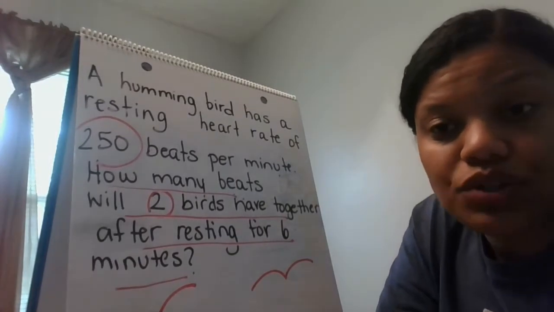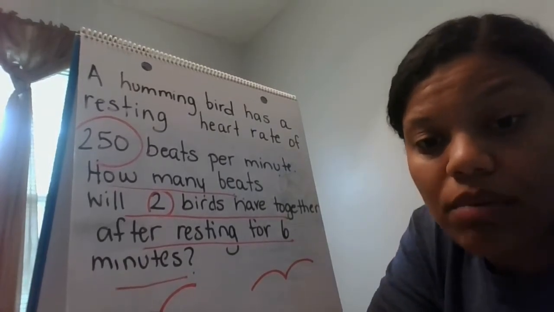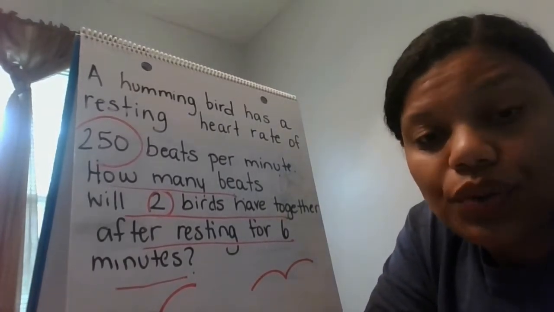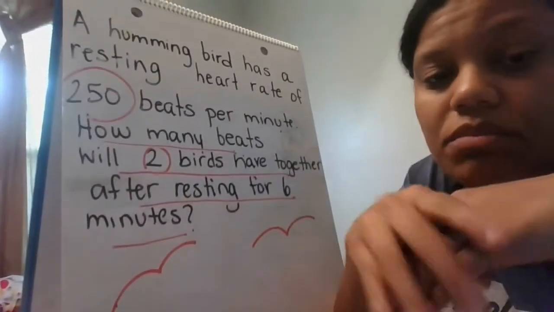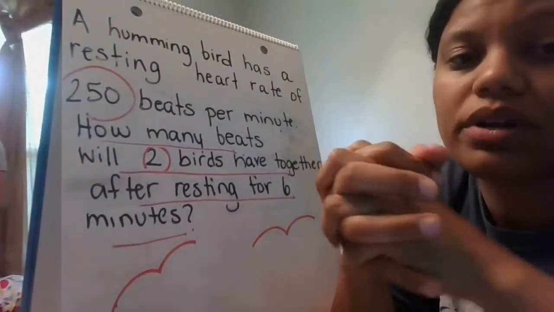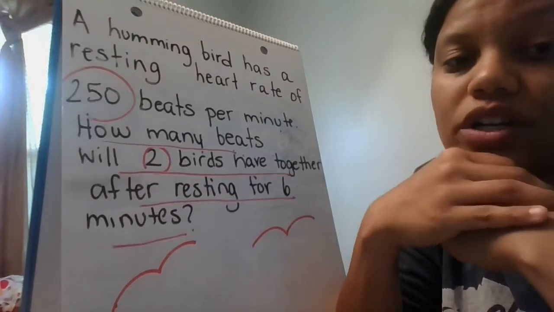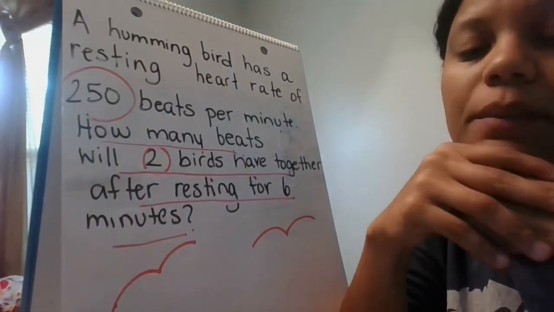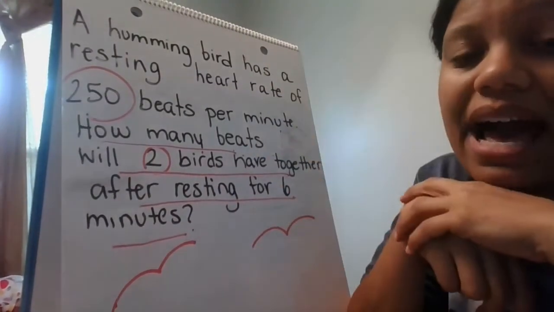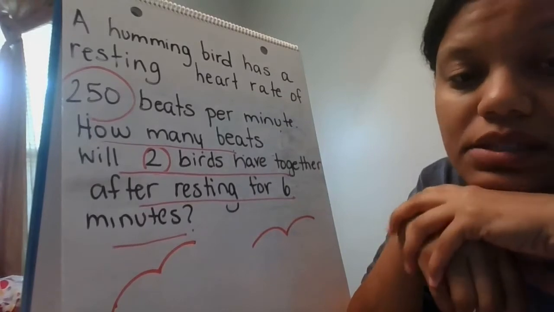So at this point, you should have had some time to try to work out the problem on your own. So I'm going to go through it with you and kind of show you how I would have done my picture. So a hummingbird has a resting heart rate of 250 beats per minute. How many beats will 2 birds have after resting together for 6 minutes?